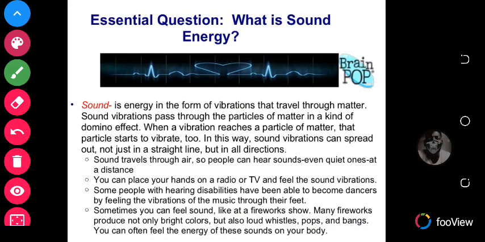Let's look at sound energy. Sound energy is in the form of vibrations that travel through matter. So sound energy can travel through air or space. Sound vibrations pass through particles of matter in a kind of domino effect. So that's sound energy. It's produced for the ears to hear, and the energy is recognized by the ear.